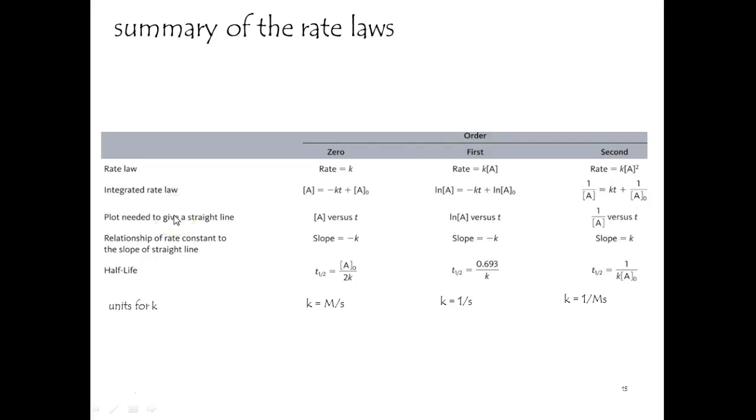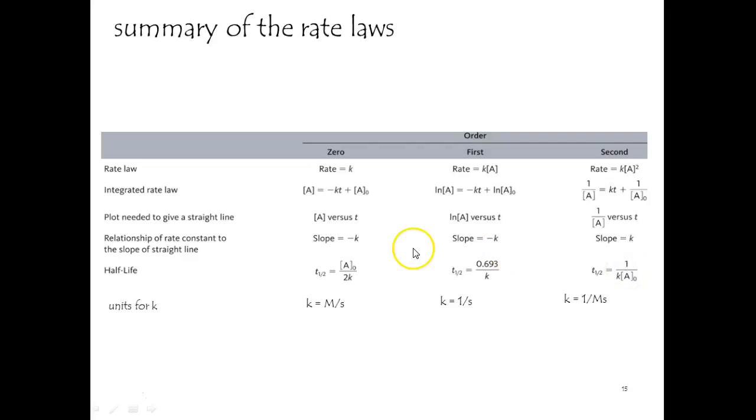The plot needed to get a straight line is something you should definitely know. Concentration versus time is linear. That's zeroth order. The natural log of it is first order. 1 over the concentration is second order. The slope in every case is equal to the rate constant. And the half-life varies for each one, and it's best just to memorize those three.